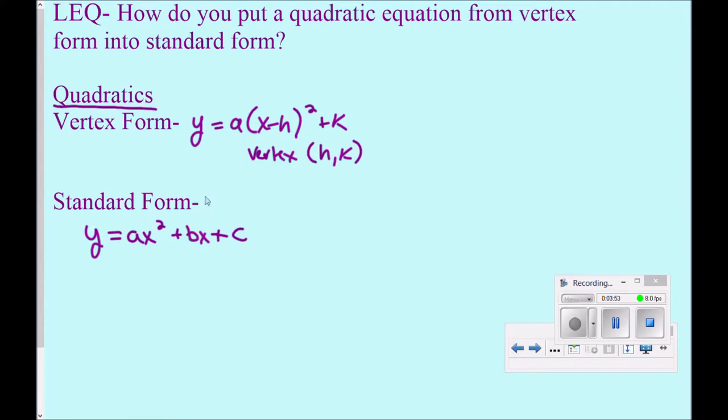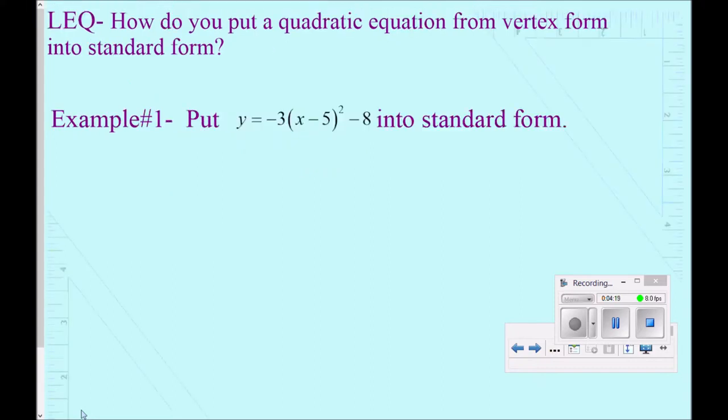So if you think about it, how might I go about getting this to look like this? Well, I would have to square the binomial. Okay, I would follow order of operations. I'd square the binomial, I'd multiply that by a, and then I would add on the k. And once I've followed order of operations, the equation will then be in standard form. So that's what we're going to do. So let's try that on this one.